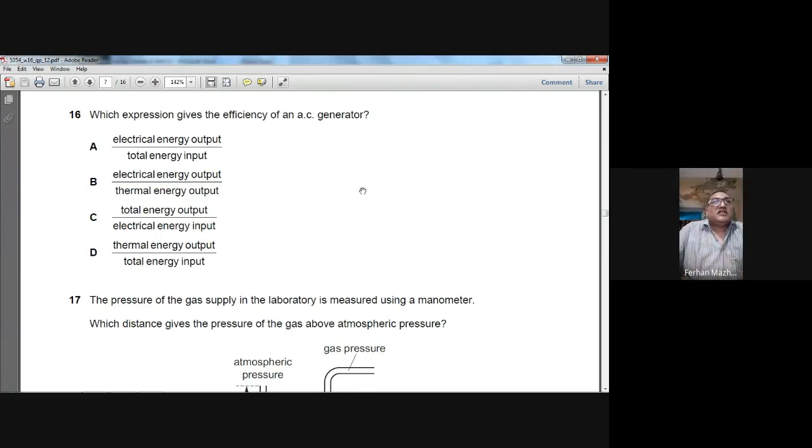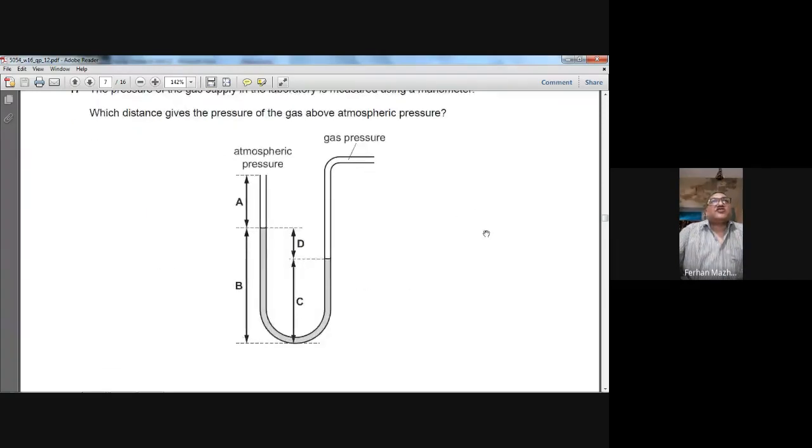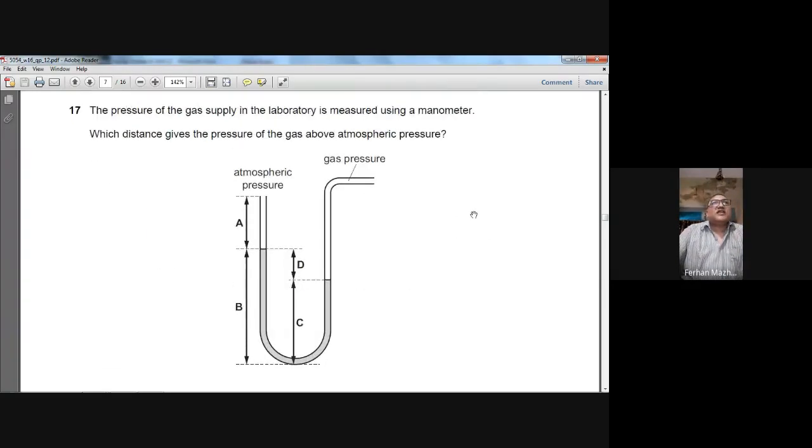Question number 17 on your screen. It says the pressure of the gas supply in the laboratory is measured using a manometer. Which distance gives the pressure of the gas above the atmospheric pressure? It means what is the difference of the pressure of the gas and the atmosphere.